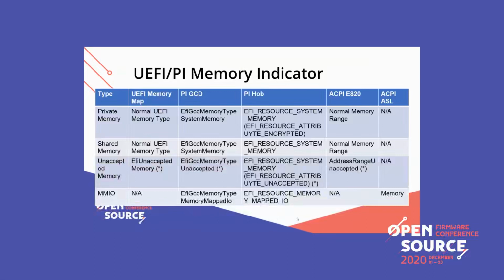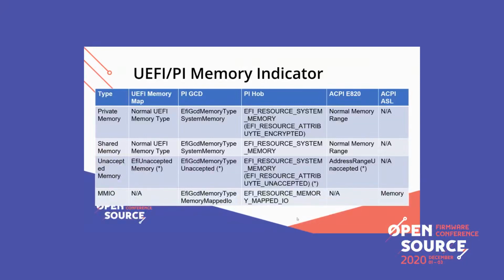The four memory types may exist in different phases. The private memory is the default memory type. There's no need to indicate that in the UEFI memory map or PI GCD. The shared memory is the same as the default private memory. There's no special indicator other than the page table S bit.